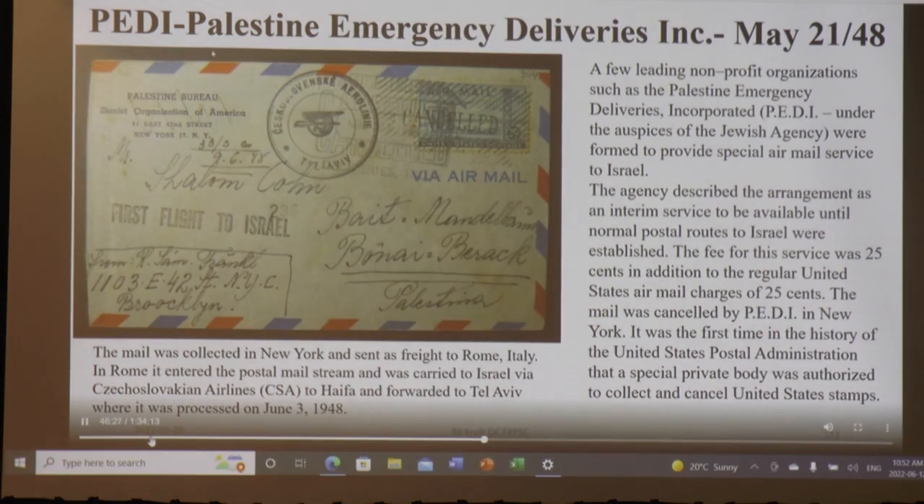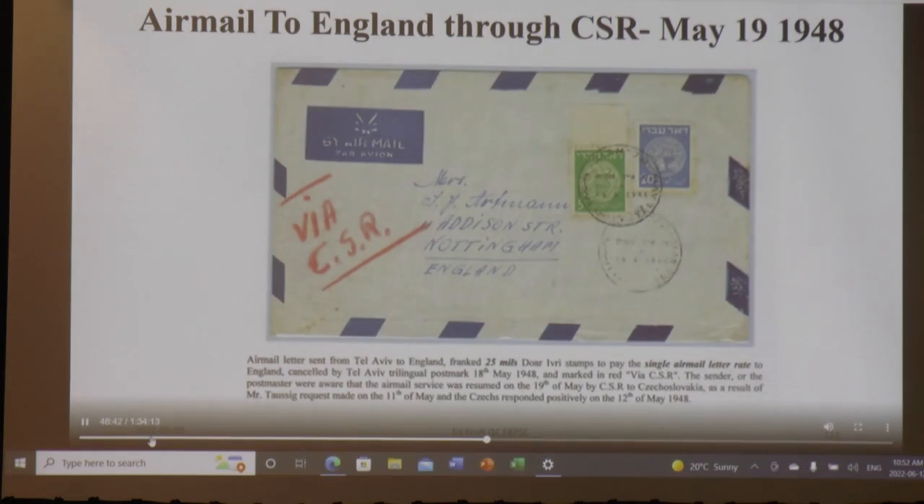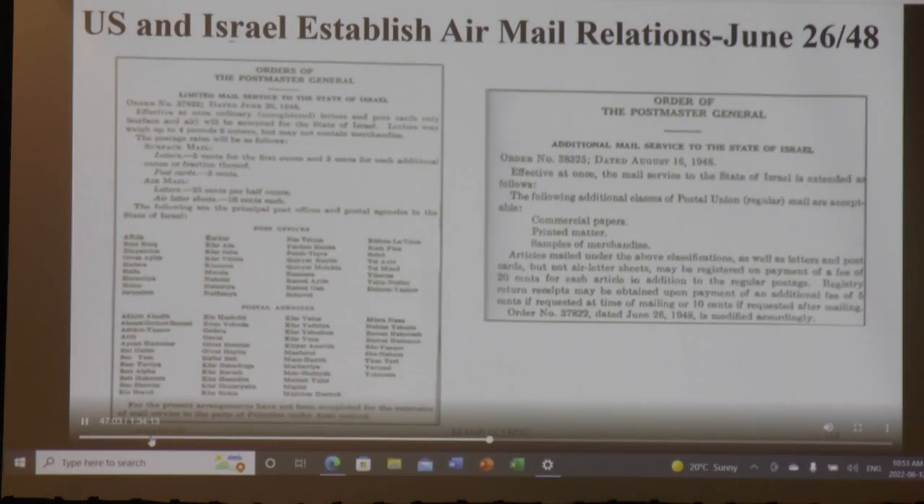And this service, which was a private service, was called the Palestine Emergency Delivery Service. And it was the only way in which mail could go by airmail from the United States to Israel until late June of 1948. Here's mail, surprisingly, that got from Israel to England. And how did it get there? Via CSA, Czechoslovakian Airlines. So England didn't have a postal relationship with Israel, but Israeli mail was getting into England by way of assistance of the Czechoslovakians.